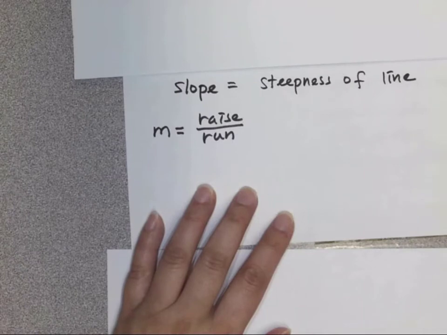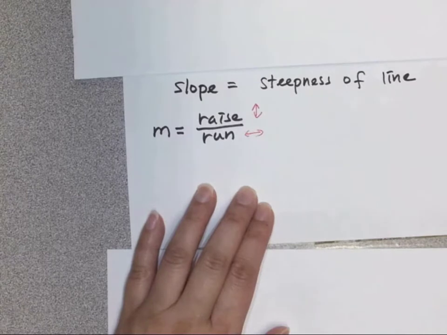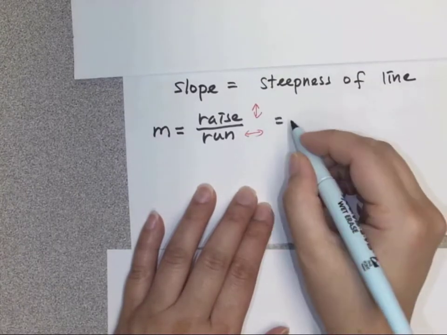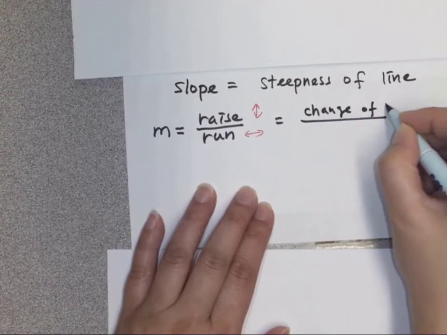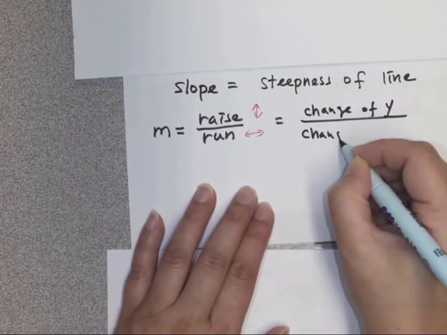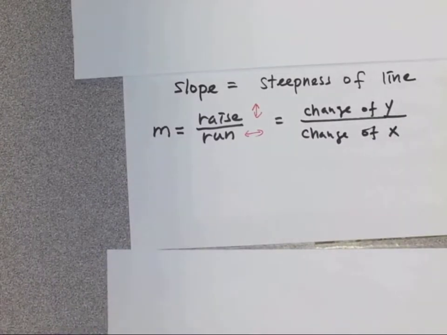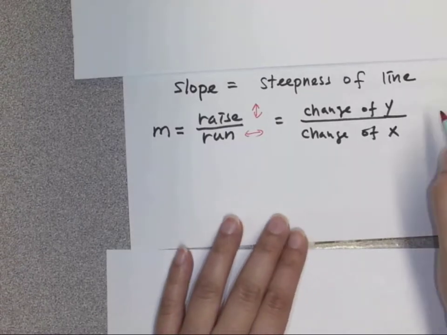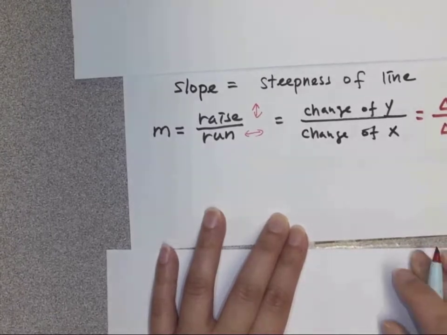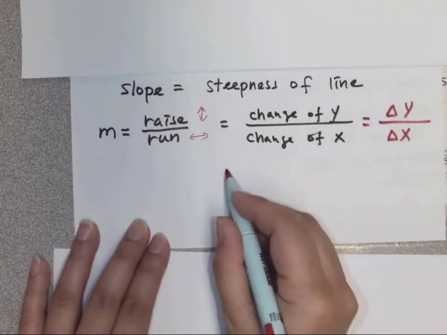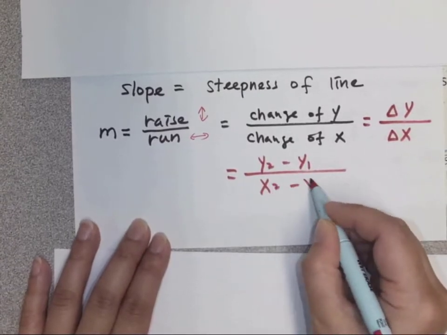So y over x: y means going up and down, right? x means going left and right, right? If you look at the x and y axes, it means the change of y, because it goes up and down, over the change of x. Sometimes people get the two mixed up, but y means up and down. We can write this as a shortcut, delta y over delta x, meaning change of y over change of x. And the formula would be y2 minus y1 over x2 minus x1.